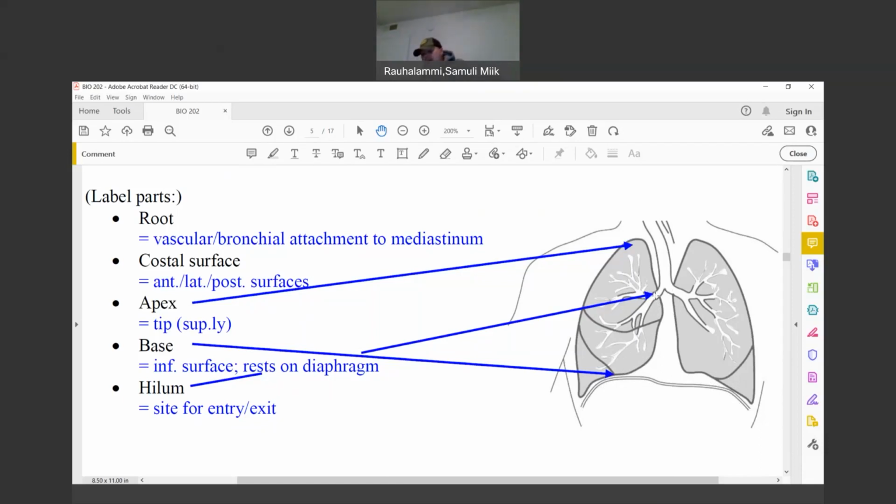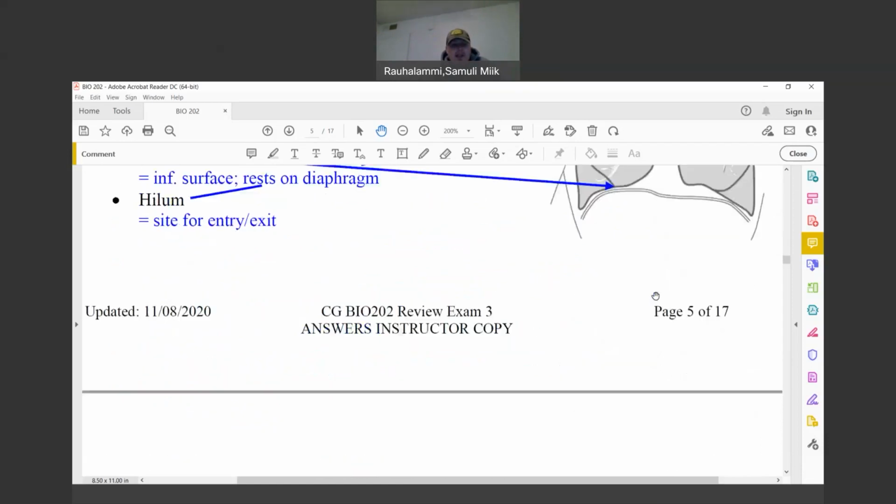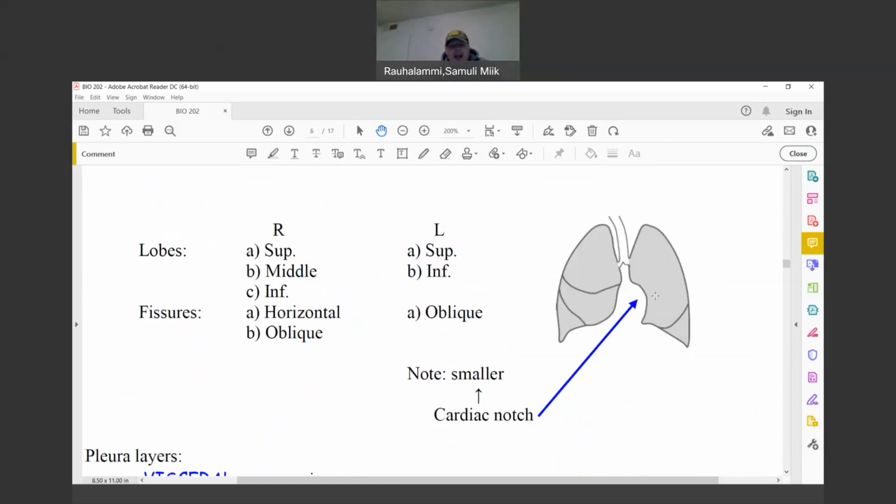Well, if we look at the lungs themselves, we'll see some differences between right and left side. The big difference is that the left lung is going to be smaller because much of the space in there is taken by where the heart would be. So this cardiac notch, this indentation, is going to be visible on the left lung as well.